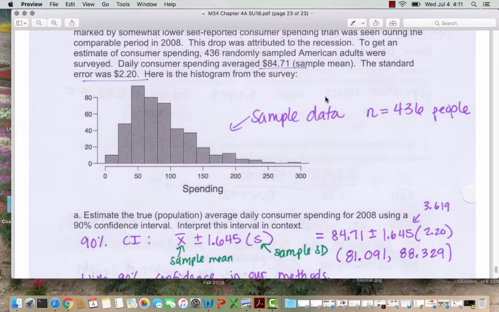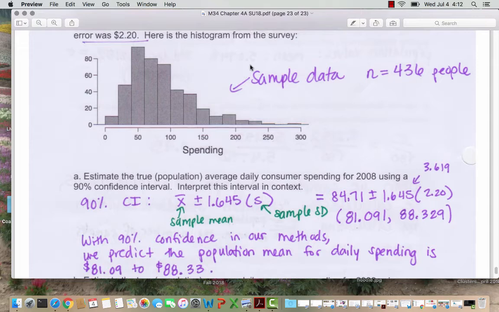So here we're told the daily consumer spending averaged $84.71. That's our sample mean. And the standard error was $2.20. So we can use the total sample standard deviation to calculate the standard error. So we've got 436 people. Here's our sample data. It's skewed to the right.